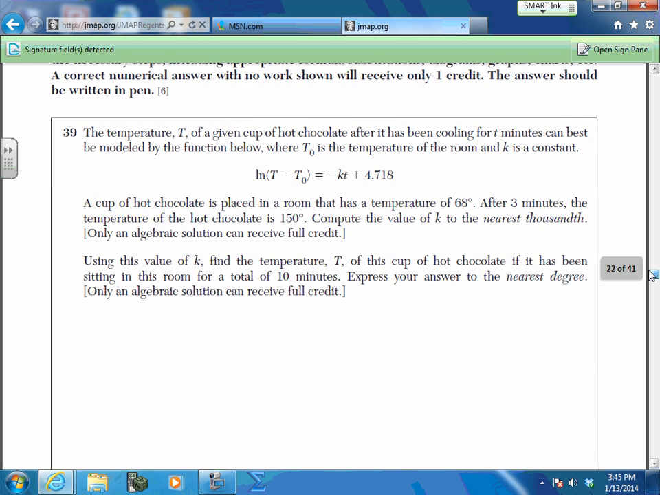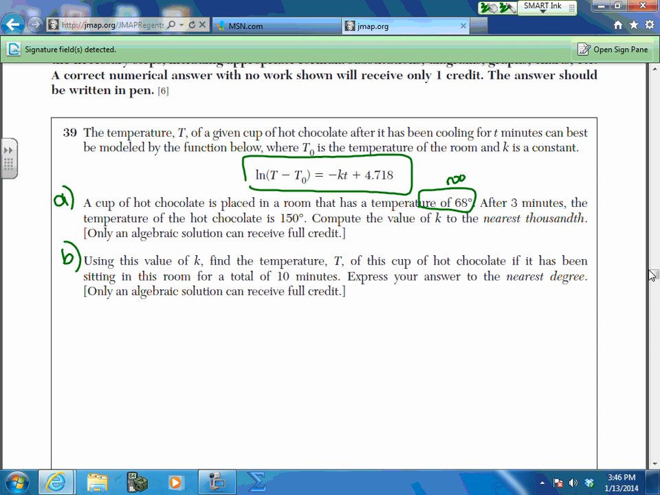And your last one here is a function of the temperature of a cup of hot chocolate as it cools. And they gave you the formula. You need to work with this formula. There's 2 parts to this. The first part is just placing all your information into your formula. You start with a cup of hot chocolate is placed in a room that has a temperature of 68. This is your room temp. T sub 0 is your room temp.